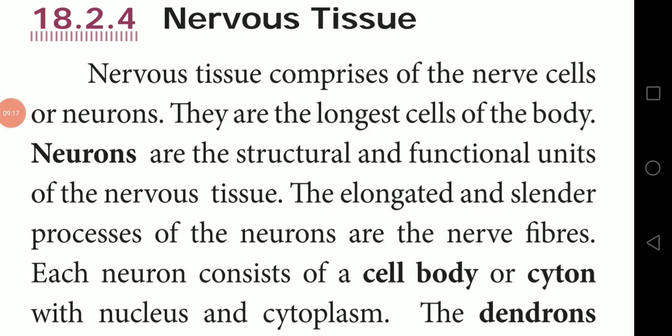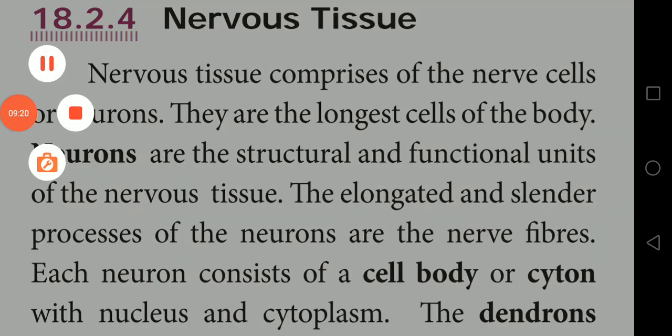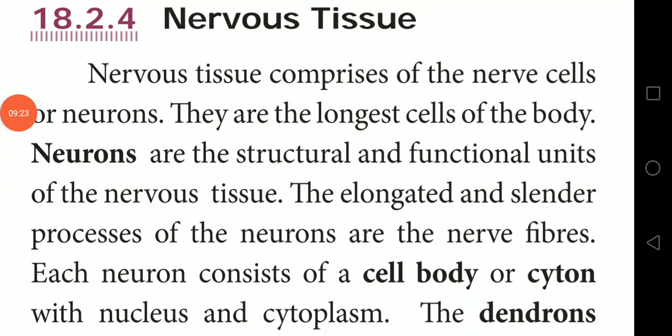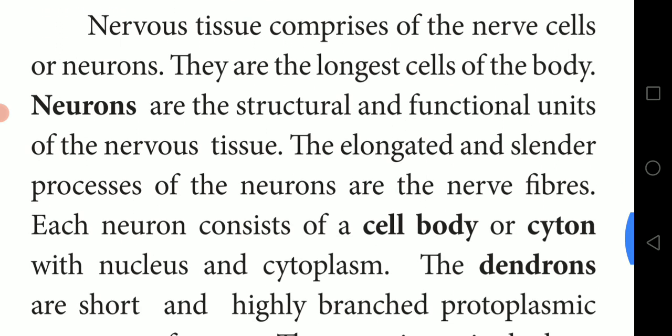Neurons are the structural and functional units of the nervous system. One word they'll ask you, important one word, just underline. Neurons are the structural and functional units of the nervous tissues. The elongated and slender processes of neurons are nerve fibers.